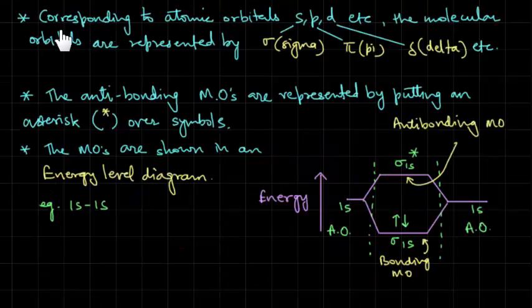There are some notations corresponding to atomic orbitals: s, p, d, etc. The molecular orbitals are represented by sigma, pi, delta, etc.